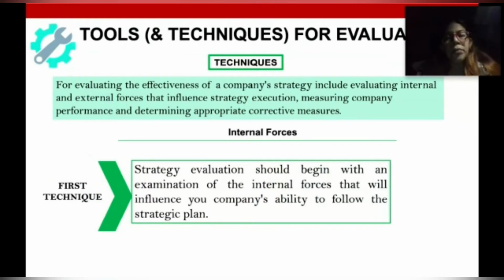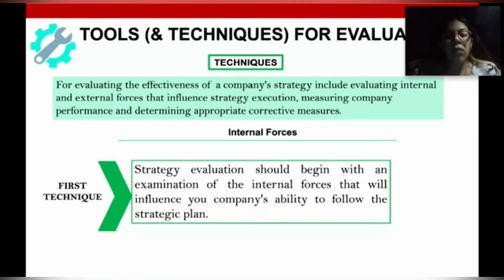Techniques for evaluating the effectiveness of company strategies include evaluating internal and external forces that influence strategy execution, measuring company performance, and determining appropriate corrective measures. Internal forces, the first technique. Strategy evaluation should begin with an examination of the internal forces that will influence your company's ability to follow the strategic plan.